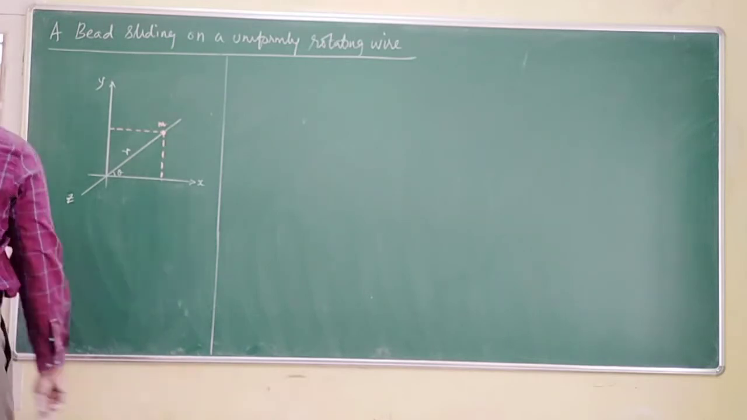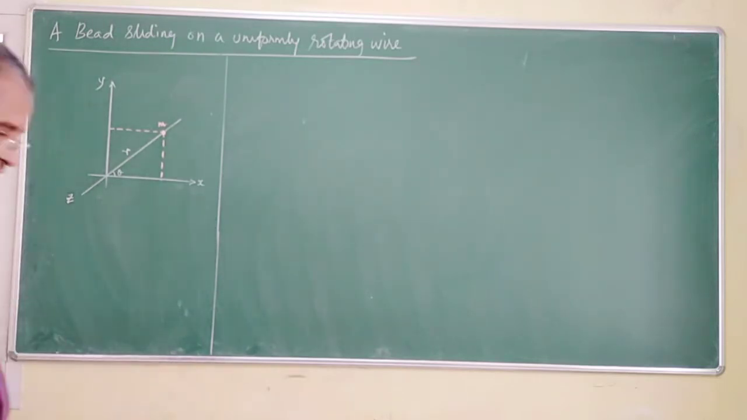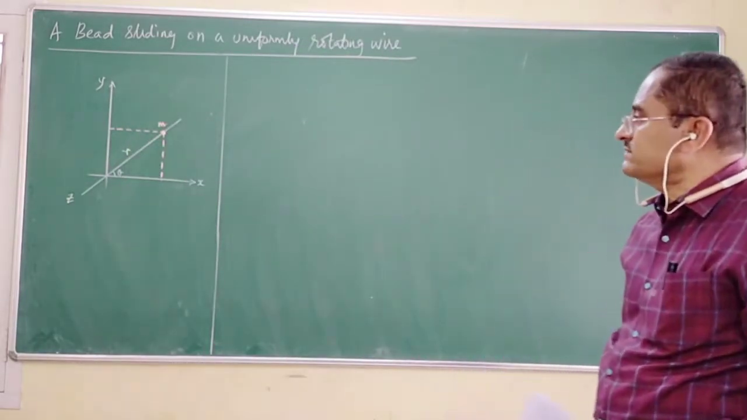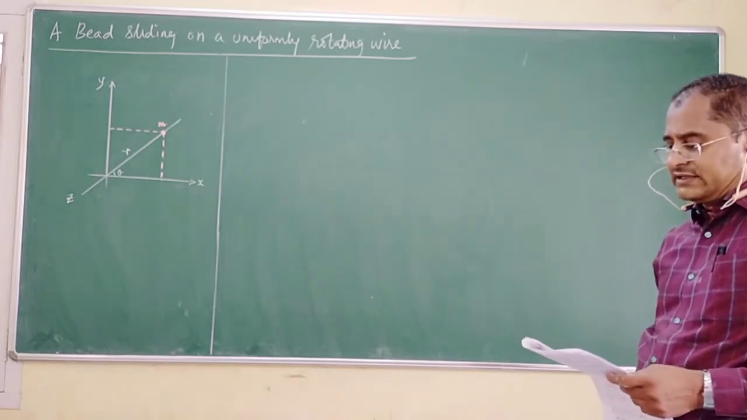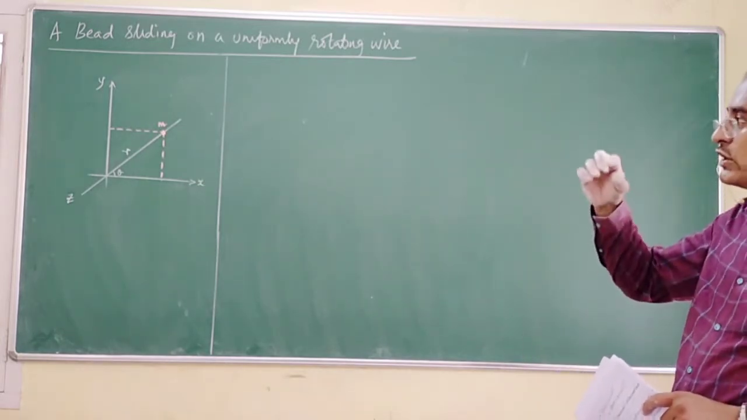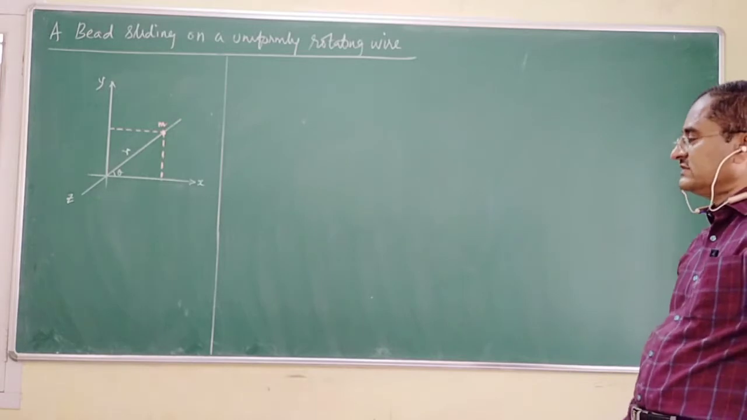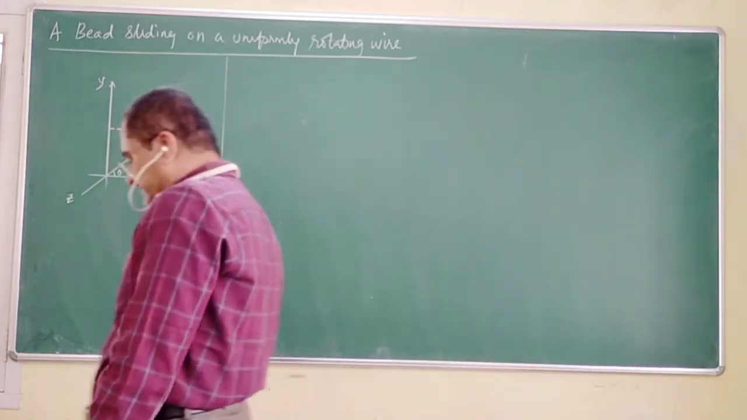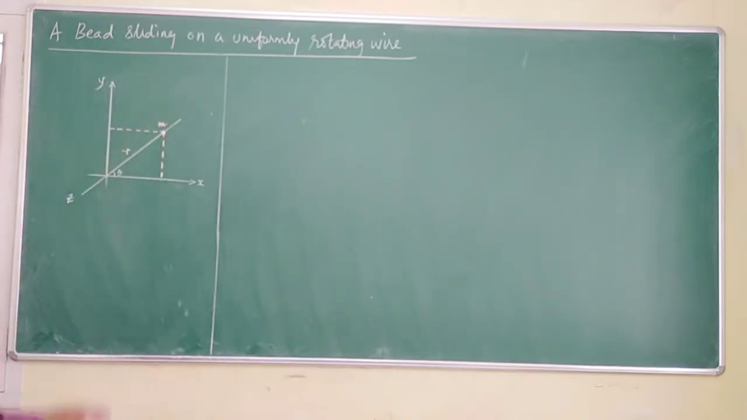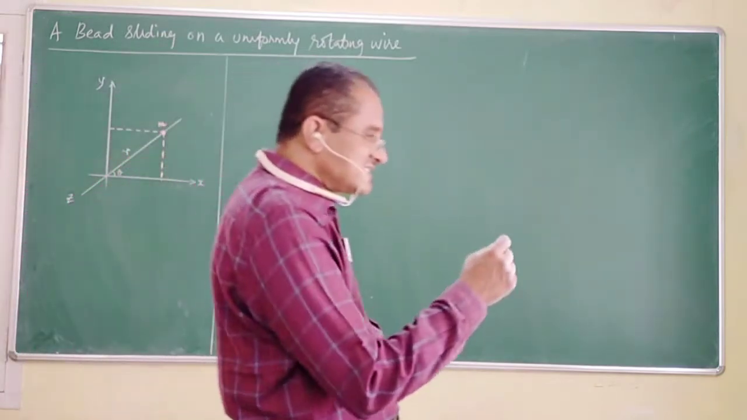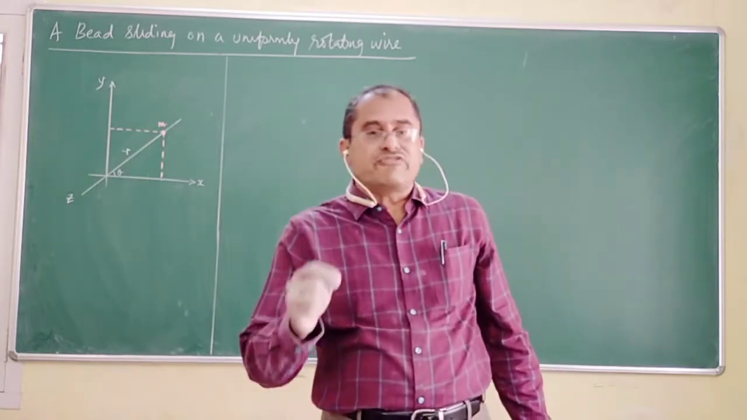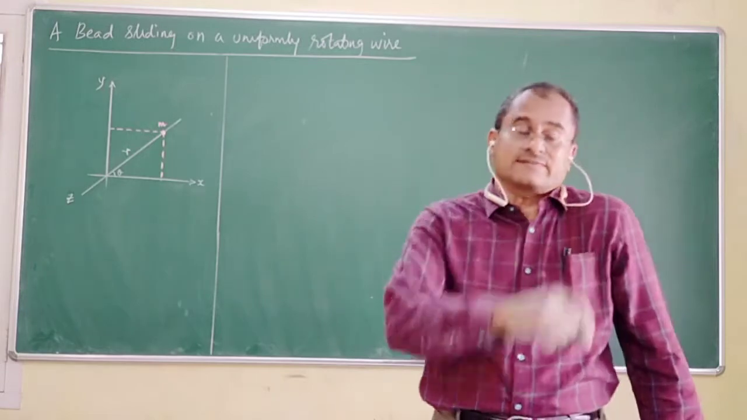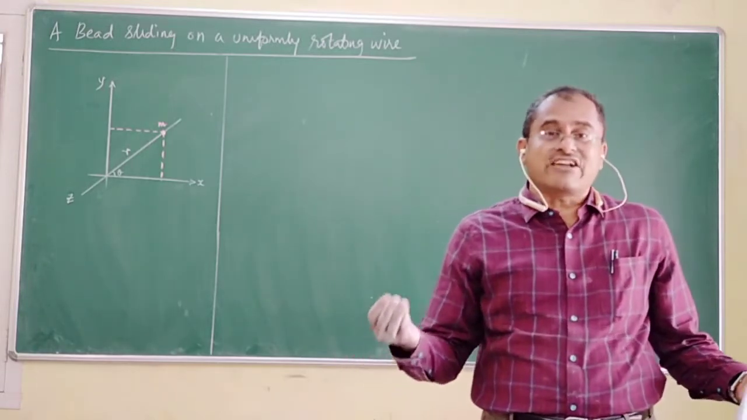We consider a bead sliding on a uniformly rotating wire in force free space. Very important. I am telling you that this bead is sliding on a uniformly rotating wire in a force free field. What do I mean by saying force free field?